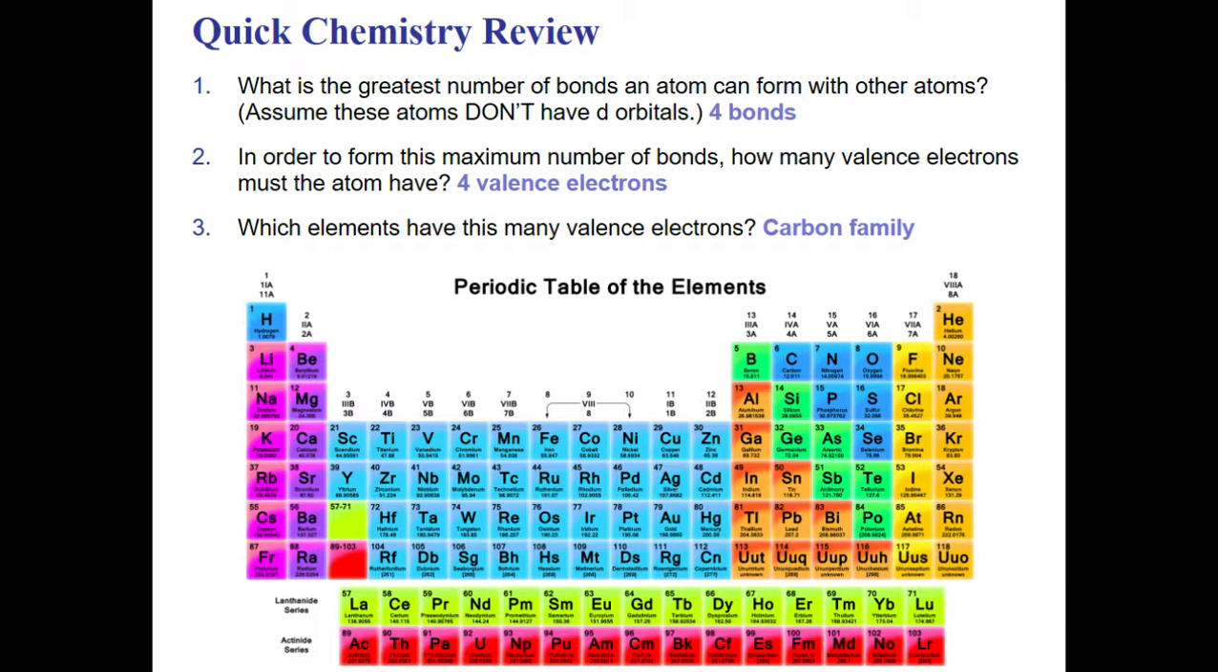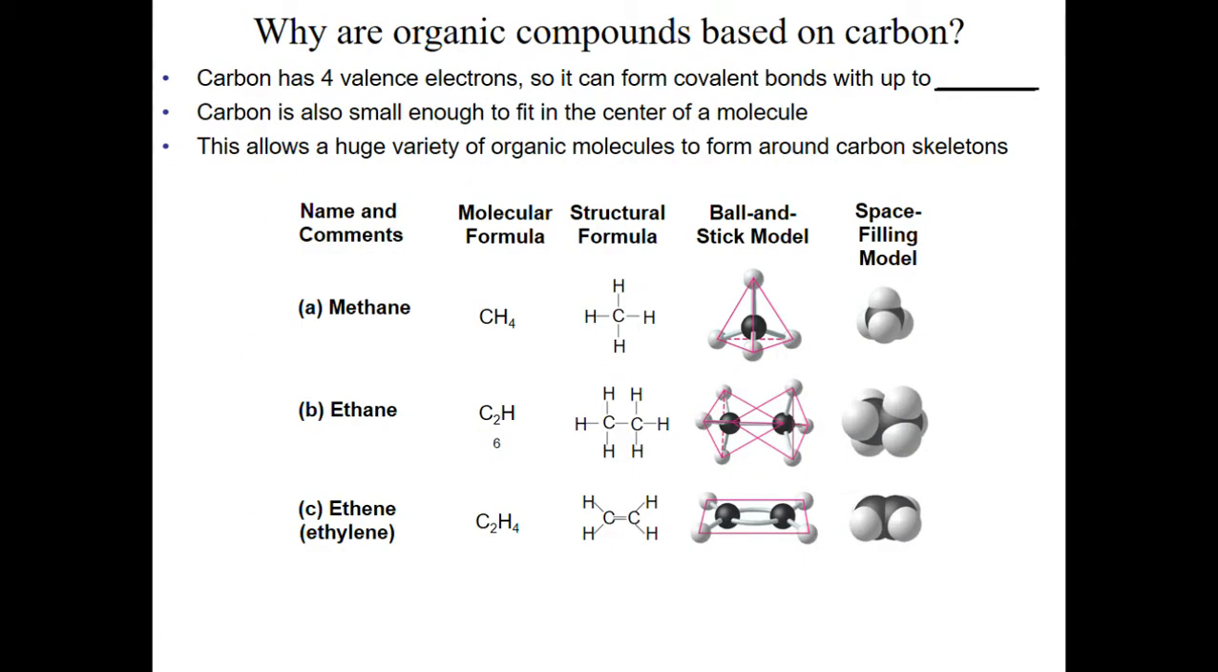That's not strange. I know that carbon is one of the most important ones for life. So why are organic compounds based on carbon? Because it has 4 valence electrons, so it can form covalent bonds with up to 4 atoms. That's a lot of different things that we can have made for life. Carbon is also small enough to fit in the center of a molecule. So it's versatile and it allows a huge variety of organic molecules to form around carbon skeletons.